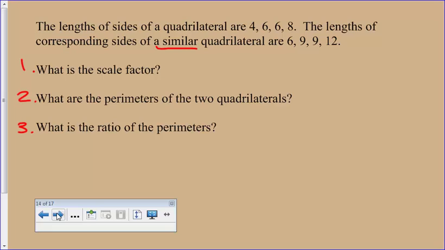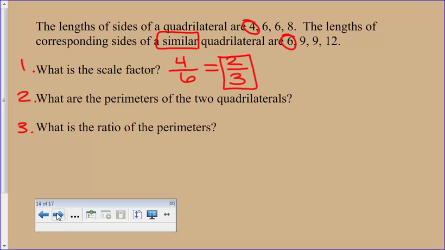Well, you're already told that they're similar, the 2 quadrilaterals. So really, if you pick the smallest side length and match it up with the shortest side length, you can set up your proportion. Okay, so we're going to use 4 over 6. If you did 6 over 9 or 8 over 12, you'd still get the same scale factor since they're similar. But 4 over 6 simplifies to a scale factor of 2 to 3 or 2/3. So that's what our scale factor is going to be.